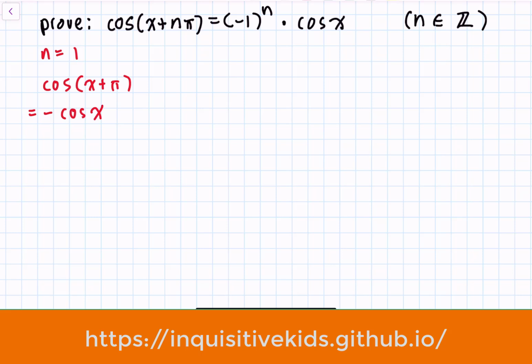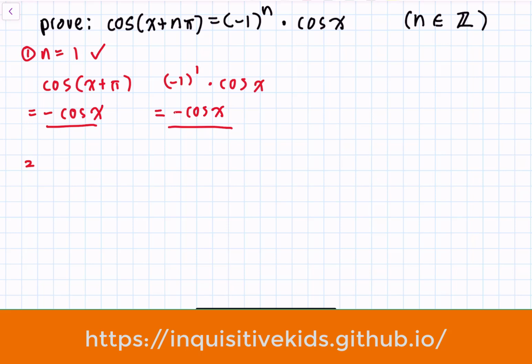And when we look at the right side of the equation, we have negative 1 to the 1st power, because n is equal to 1, times cosine x, which is equal to negative cosine x. So as you can see, when n is equal to 1, both sides of the equation are equal. So when n is equal to 1, this formula holds true. That was our first step in doing mathematical induction.